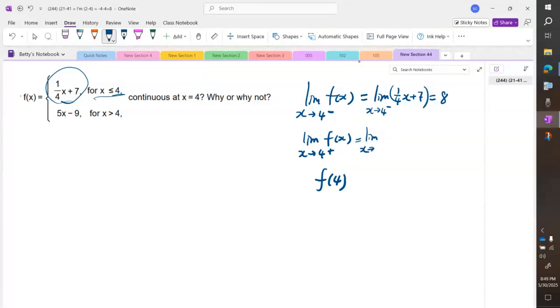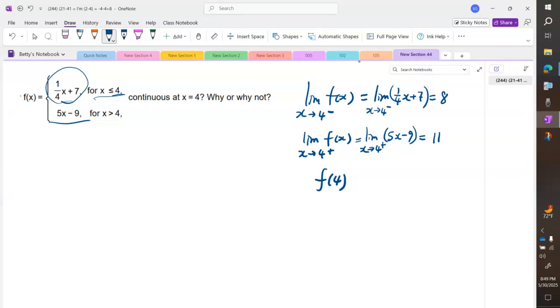The right-hand limit, when x approaches 4 from the right, that means x is bigger than 4. So we have to use the second piece, 5x minus 9. When x approaches 4, 5 times x approaches 5 times 4, which is 20. 20 minus 9 is 11.